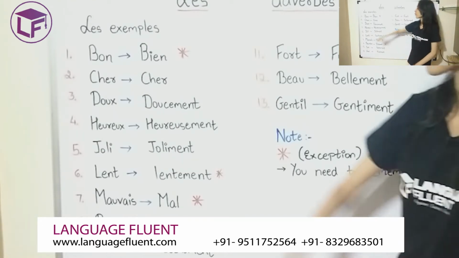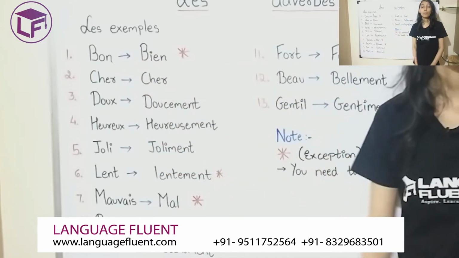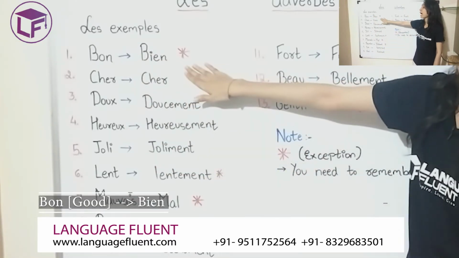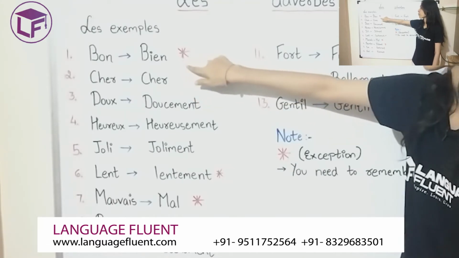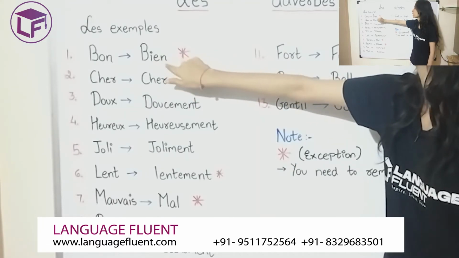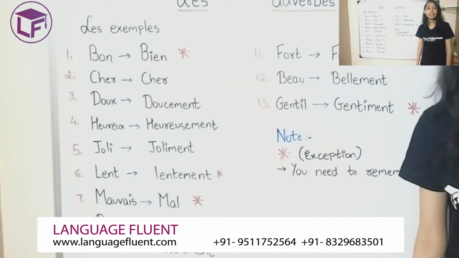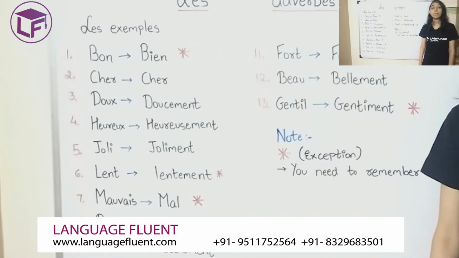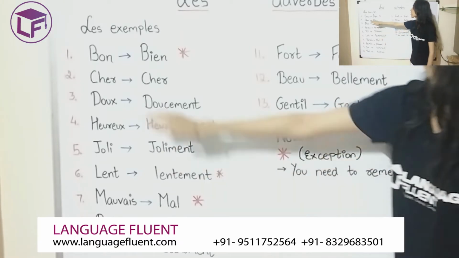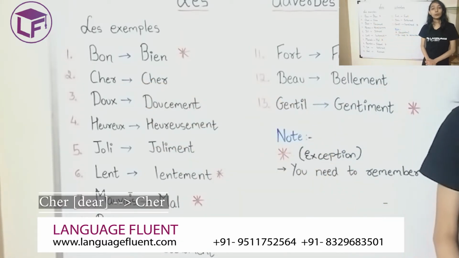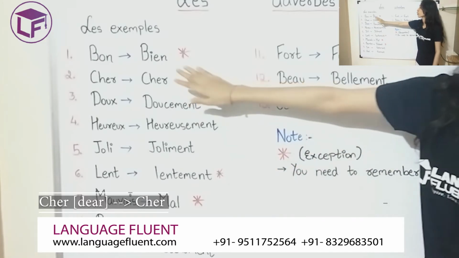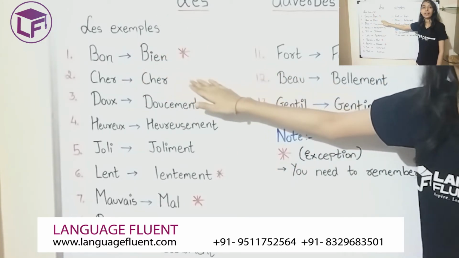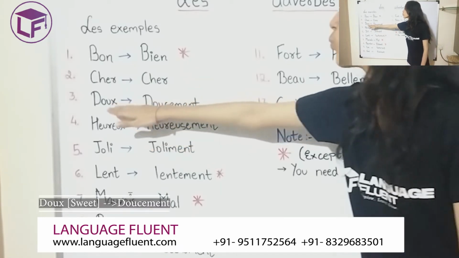For example, we have first one, bon. Bon means good and the adverb form of bon is bien. So here I have put a star mark. That means you need to remember that when we have bon in a sentence, to make it an adverb, we write bien. Second we have cher. Here we know that the adverb form of cher is cher itself. So it remains cher.